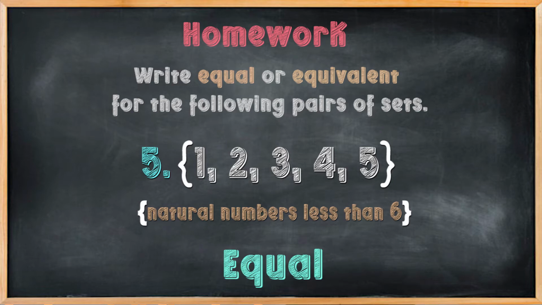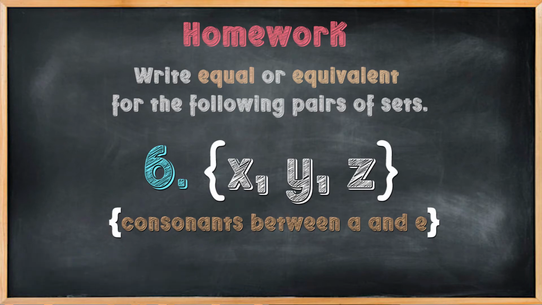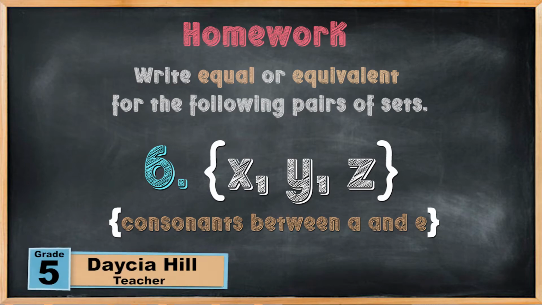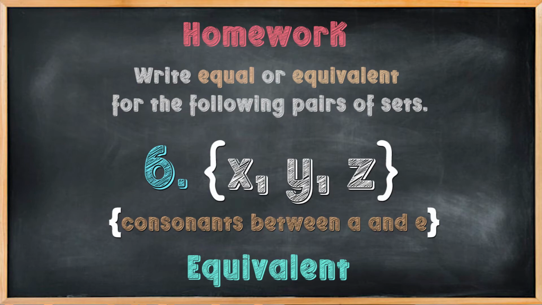And the last of the homework, number 6, the first set has members X, Y, Z. And its pair has members that are consonants between A and E. So let's list the consonants between A and E. The consonants are B, C, D. So we can definitely see that those two sets are not equal, but they are equivalent since they have the same number of members. So that's it for our homework.